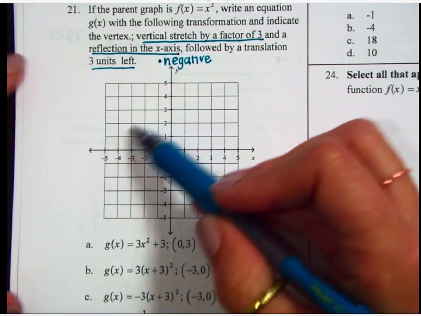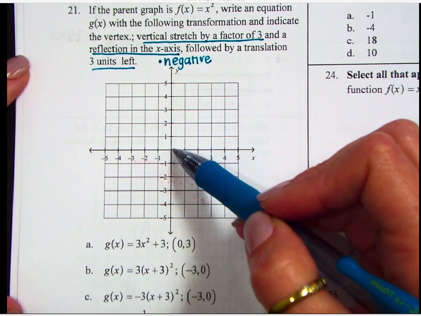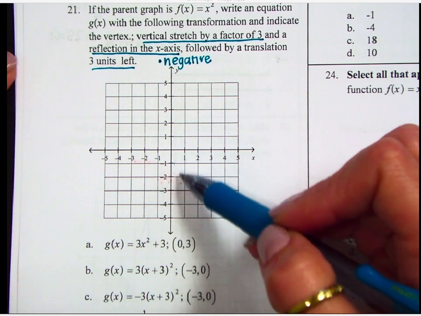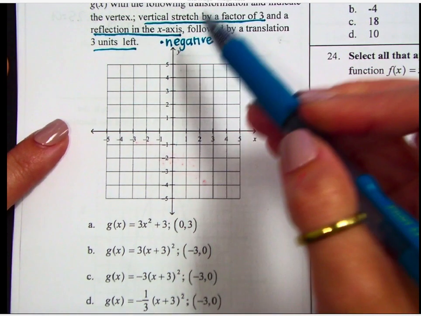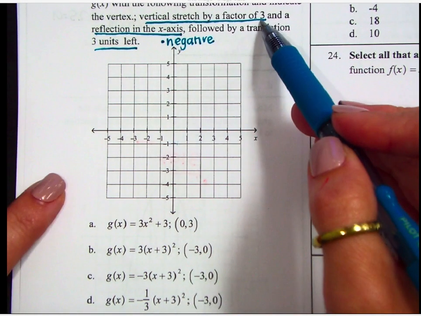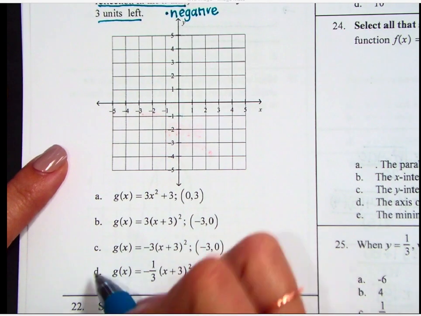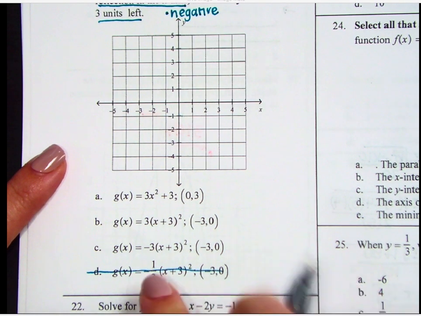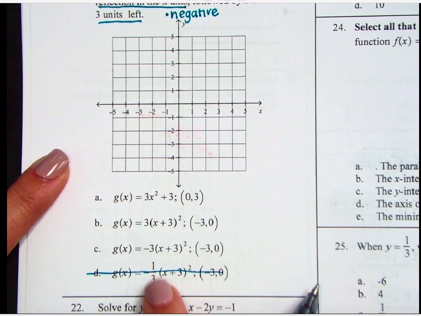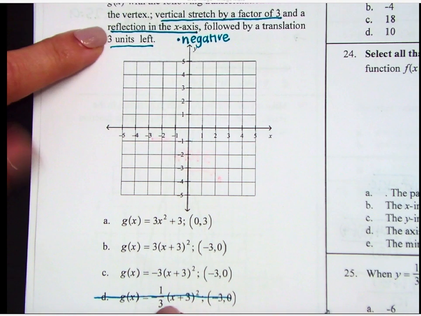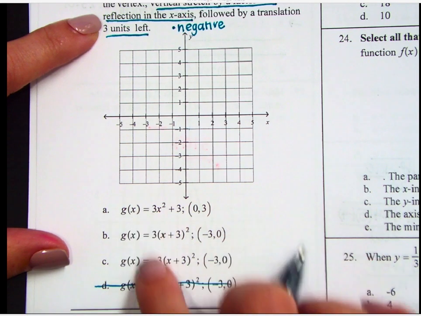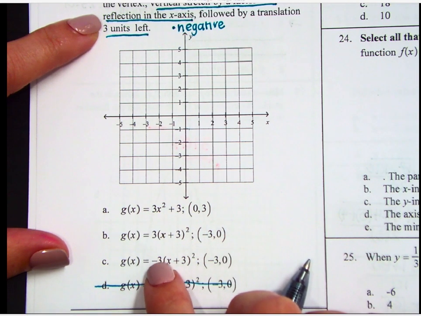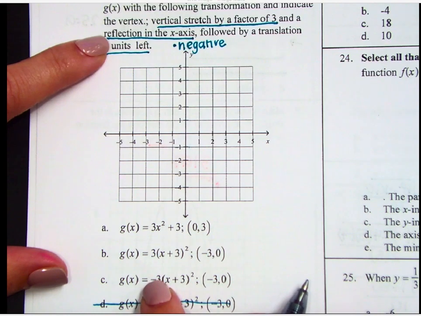So this is just a graph in case you want to use that to do each transformation individually, but we can really just look at these, okay? So if we want a vertical stretch by a factor of 3, we can already eliminate D because that is a vertical shrink by a factor of 1/3, okay? A reflection in the x-axis is a negative out in front. So I already know the answer is going to be C. Again, reflection in the x-axis, negative out here for our A value.